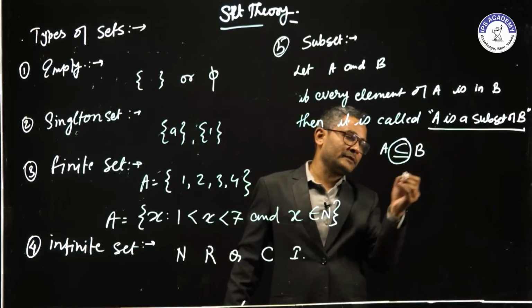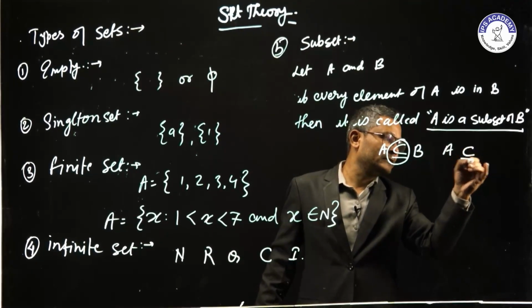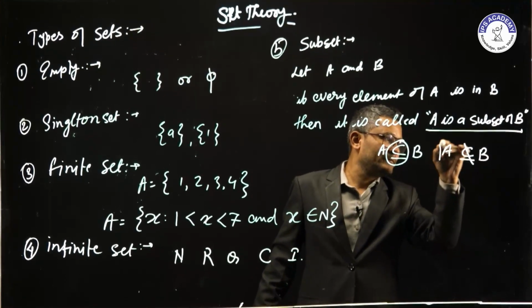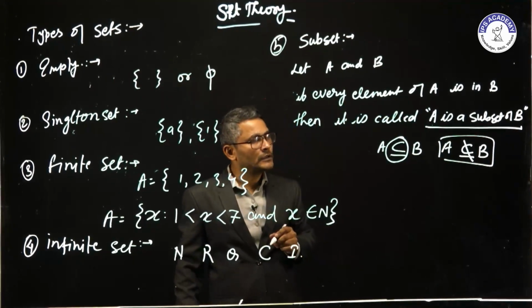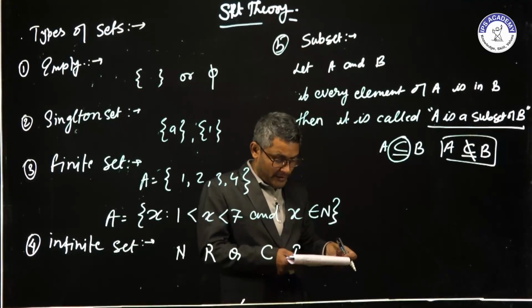If A is not a subset of B, then it is written like this. So this is A is a subset of B, and this is A is not a subset of B. There are some notation points.